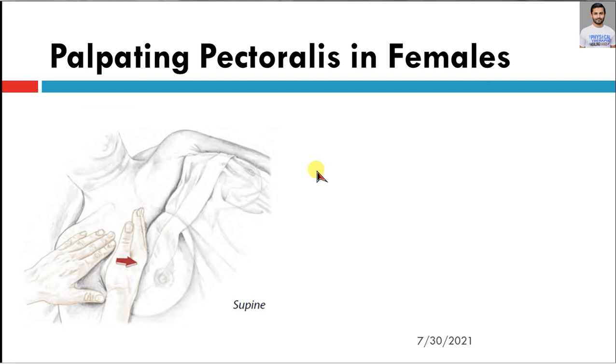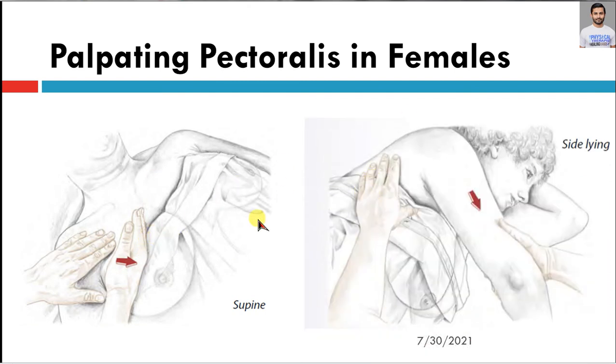If you want to palpate the pectoral in a female, it's very comfortable to move the mammary region, or the breast, away with the dorsum of your hand, and then you can drape the patient and palpate. In the side-lying position, because of gravity, it helps clear this chest area, and then you can easily palpate the pectoralis major muscle.